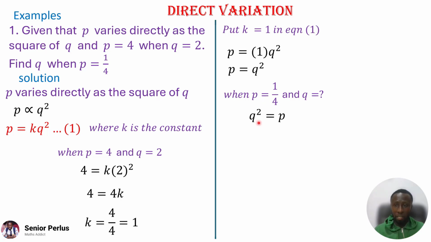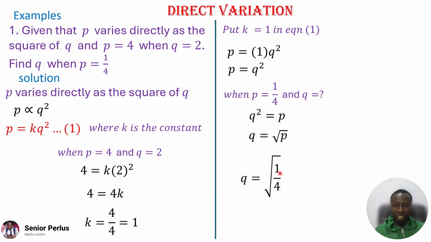Because I'm finding this, I can decide to make this one the subject, or you can do the substitution, then continue. So I'll take the square root of both sides. If you take the square root of this and this, these two cancel, you will get this. Then we know P. P is what? 1 on 4. Then root of 1.